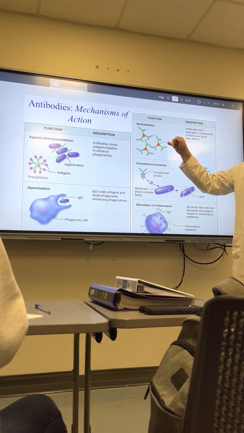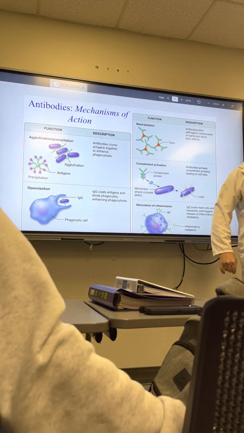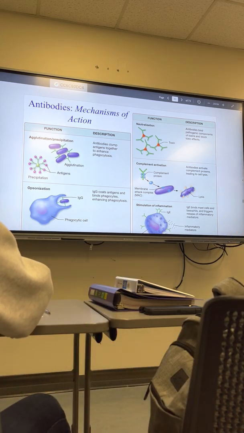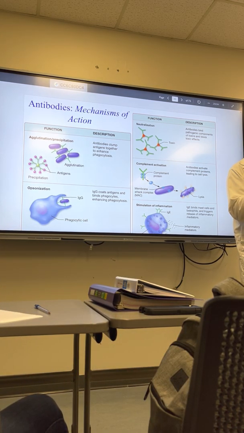And so neutralization is very effective against viruses, because when you cover the viruses with these antibodies, they're no longer going to be able to infect cells. They're still potentially lethal, but they're not going to have access to the cells that they need in order to reproduce and kill you. So neutralization is very effective against viruses and very effective against toxins.